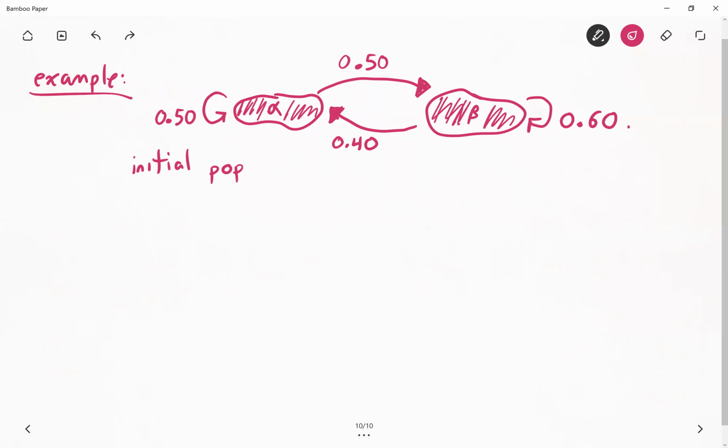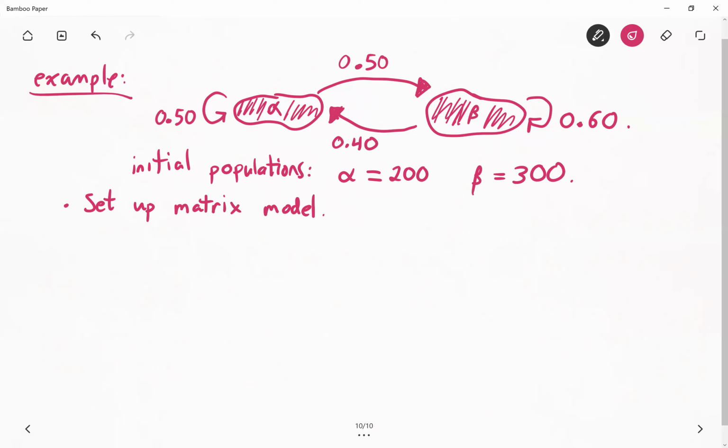The initial population. Let's say in region alpha you have maybe 200, and in region beta you have 300. And what we'd like to do is to set up a matrix model and to actually calculate or find the long-term population distribution.